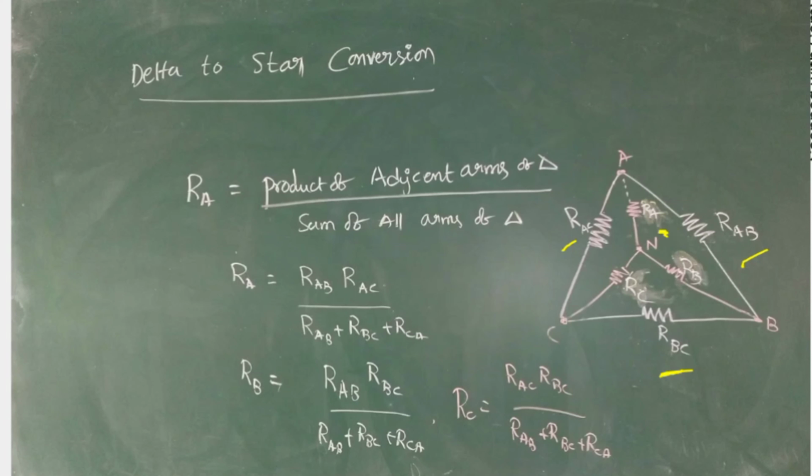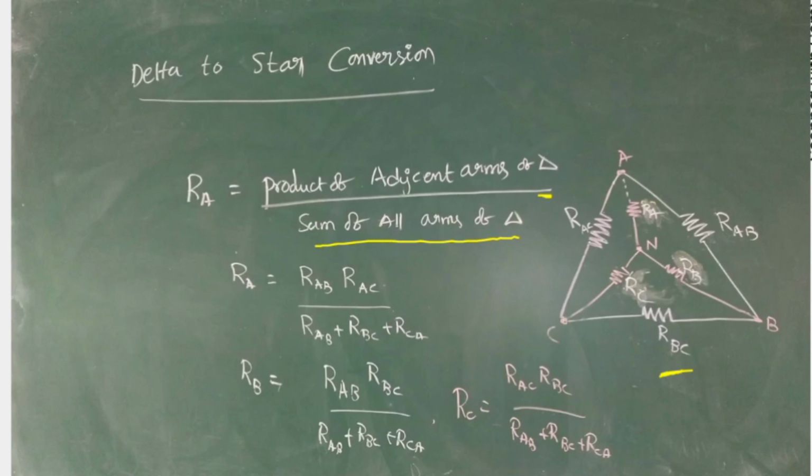The product of adjacent arms, RAB and RAC. These two arms are the adjacent arms for RA. The product is divided by the sum of all arms. That is the conversion, how to convert delta to star. When resistances are in delta, the product of adjacent arms in delta is divided by the sum of all arms.